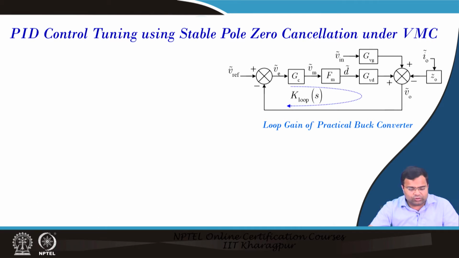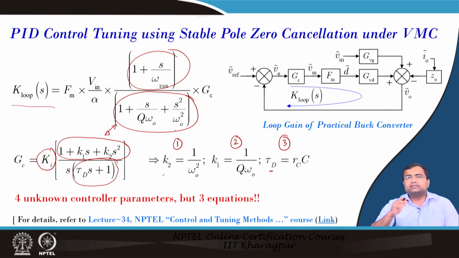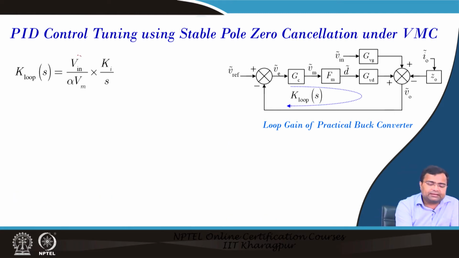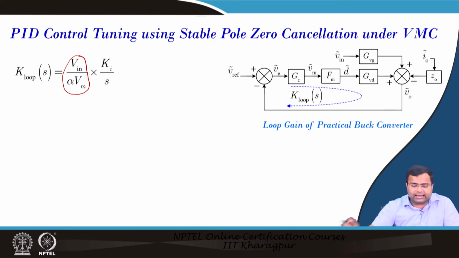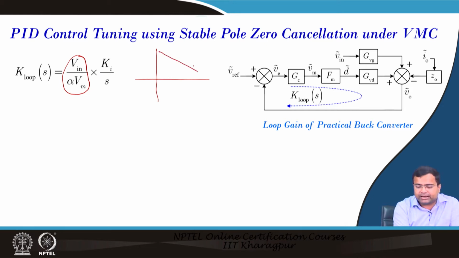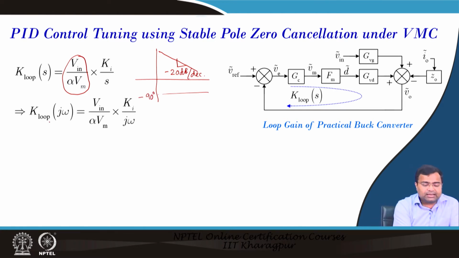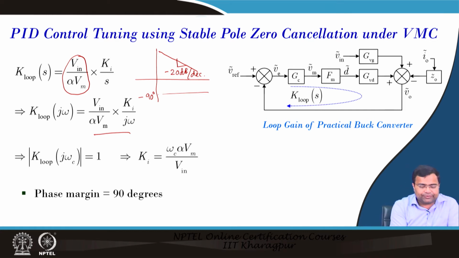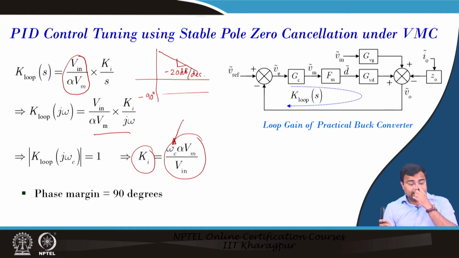Now, if we do this pole zero cancellation, then our loop transfer function will be just like a gain by integrator. That means it will be some gain Vin by alpha Vm into Ki. So, if you take the gain plot, it will be minus 20 dB per decade, and the phase will be simply minus 90 degrees. Next, if you write the polar form, that means the frequency response, then at crossover frequency the loop gain will be 1, and this will give us Ki equal to omega c alpha Vm by Vin. That means if you choose the crossover frequency, then you will get the integral gain. And phase margin is by default 90 degrees, because the phase is minus 90 degrees and phase margin is 180 degrees minus 90 degrees, so it is 90 degrees.